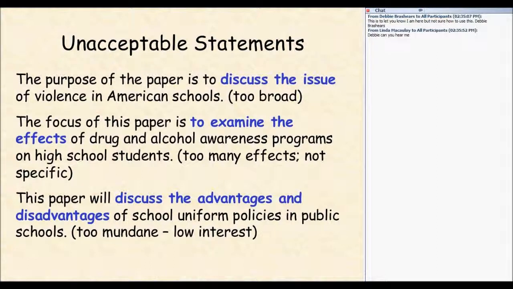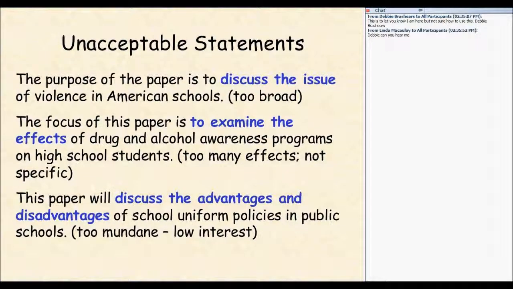A couple of unacceptable statements, because I think sometimes it's good to show you what things are not that great. The purpose of the paper is to discuss the issue of violence in American schools. Okay, that's fine, but, you know, wow. We're writing a 5 to 8 page paper, not a book. So that's kind of like book level, and we need to be a lot more specific.